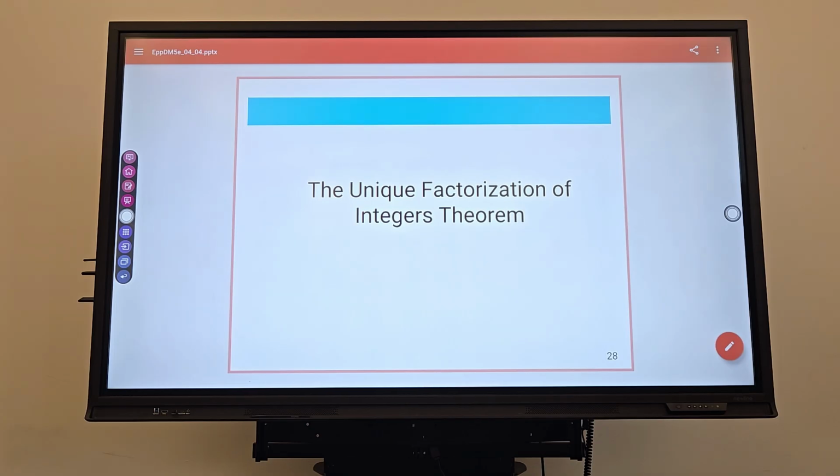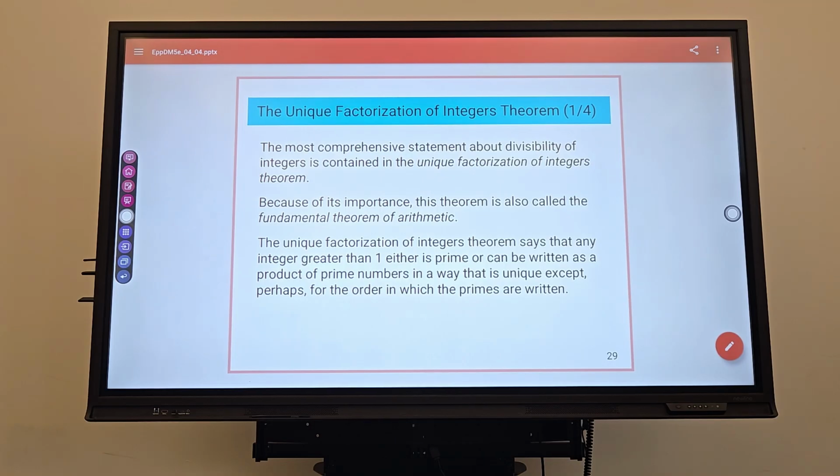Unique factorization of integers theorem. The most comprehensive statement about divisibility of integers is contained in the unique factorization of integers theorem. Because of its importance, the theorem is also called the fundamental theorem of arithmetic. The unique factorization of integers theorem says that any integer greater than 1 is either prime or can be written as a product of prime numbers in a way that is unique except for perhaps the order in which the primes are written.